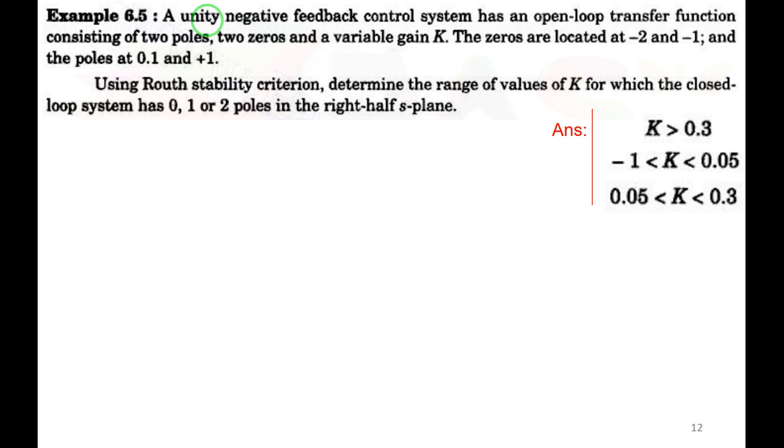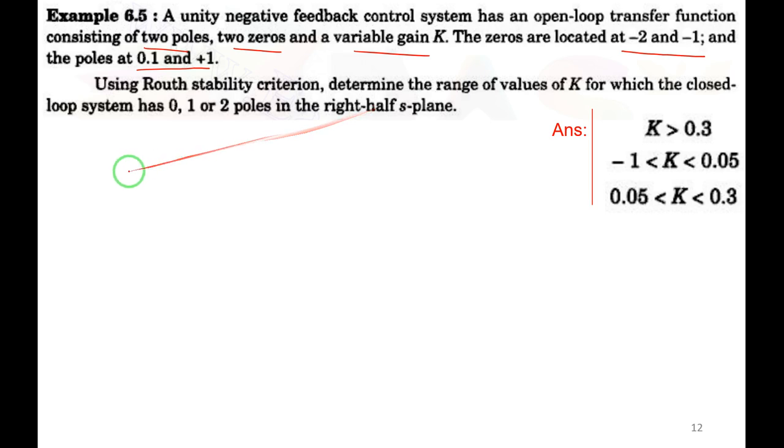That's all, right? A unity negative feedback control system has an open loop transfer function consisting of two poles, two zeros and variable gain k. The zeros are located at minus 2 and minus 1, and the poles are located at 0.1 and plus 1. Using the Routh stability criterion, determine the range of values of k for which the closed loop system has 0, 1 or 2 poles in the right half of the s plane.